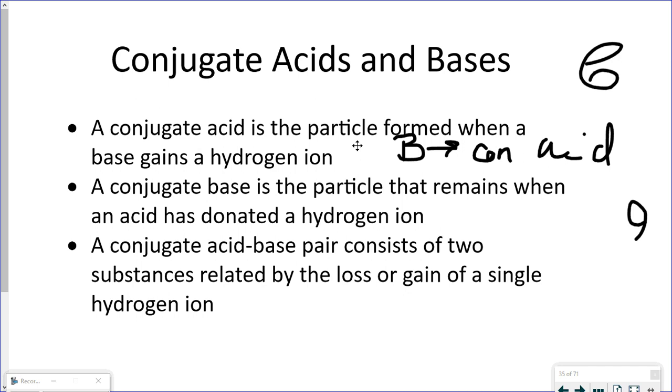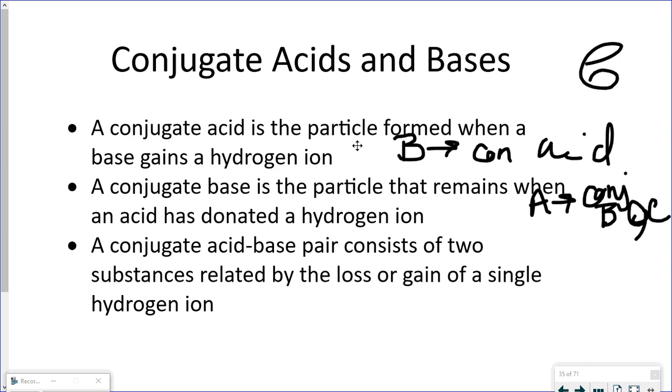So it goes from being the base on the reactant side to the conjugate acid on the product side. Whereas our conjugate base is the particle that remains after the acid donated the hydrogen ion. So it goes from being an acid to the conjugate base. Sorry, my pen's not fully writing with me today.